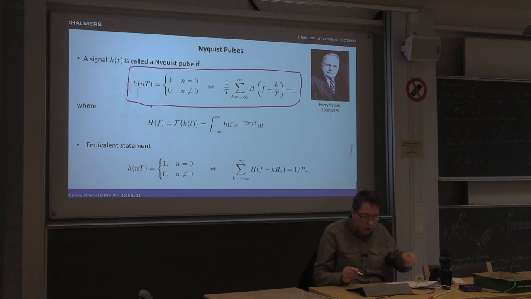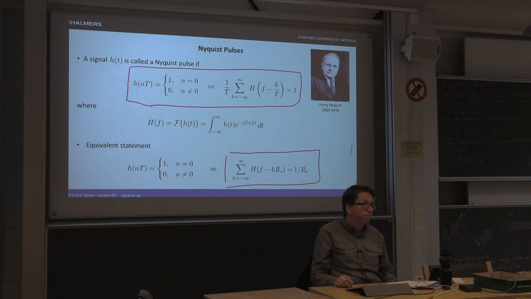Now, since T here is related to the symbol rate, we can write this also as a sum where, instead of having T, we insert the symbol rate R_s. So we can multiply T over to this side, and then we get T here, which is 1 over the symbol rate, and we can replace 1 over T here with the symbol rate. So this is the same as what's on top here.